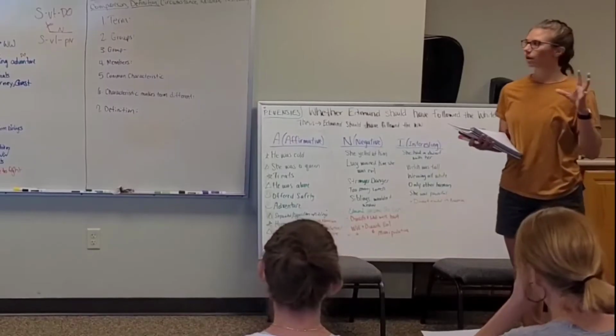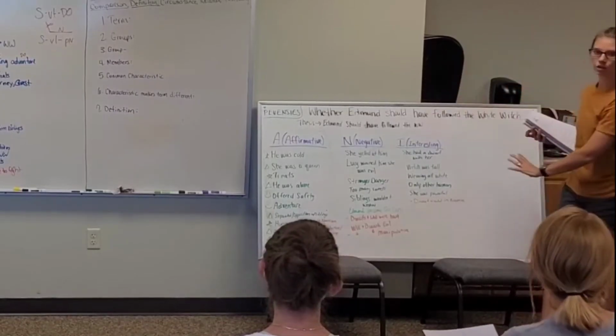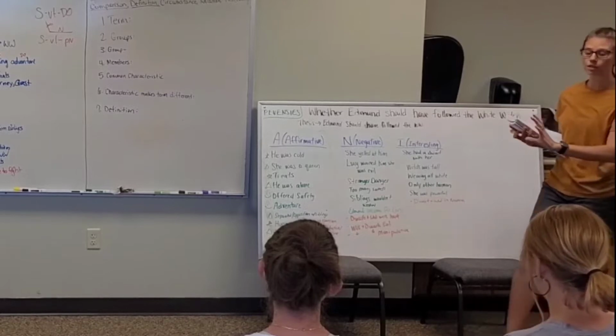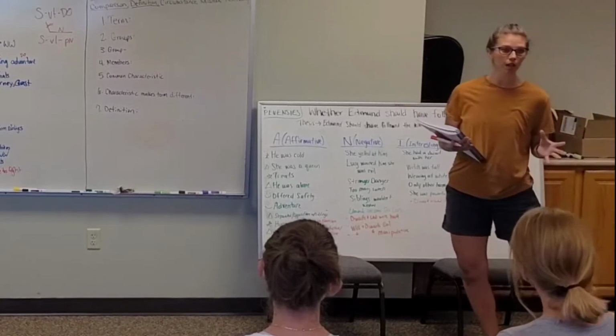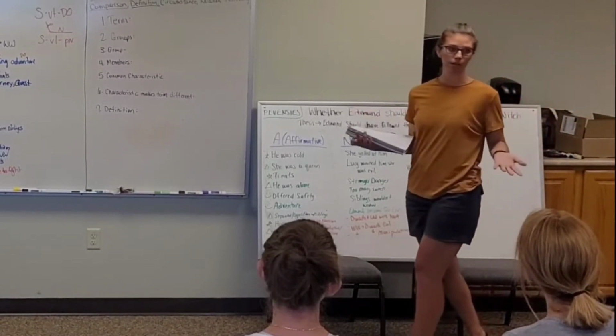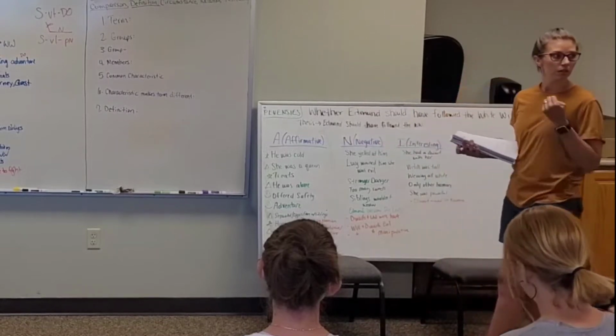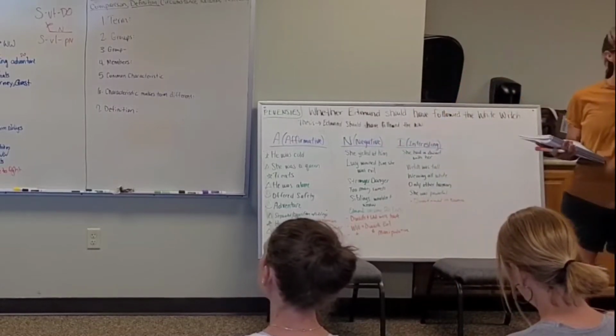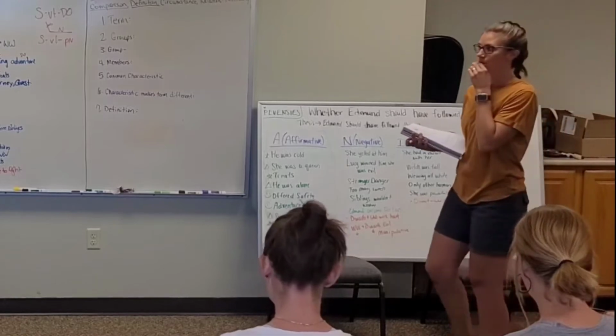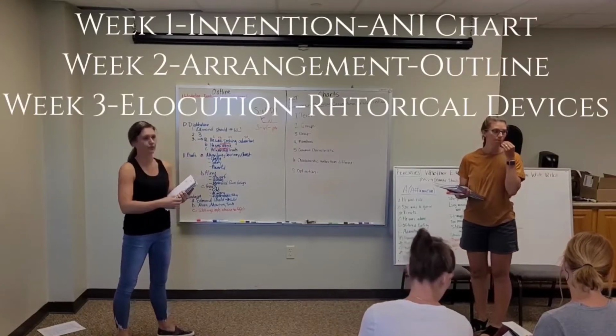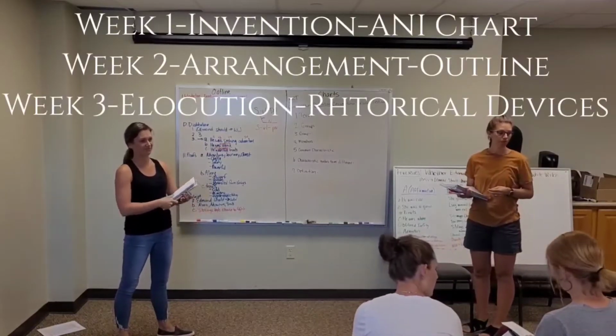So invention elements always go into the Annie chart. Arrangement elements always go into the outline. Elocution elements always go into the final essay. This chart that she gave us here is more about grading the elocution and the arrangement. Both of those are on there, just not the invention.